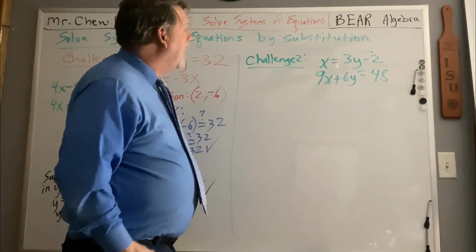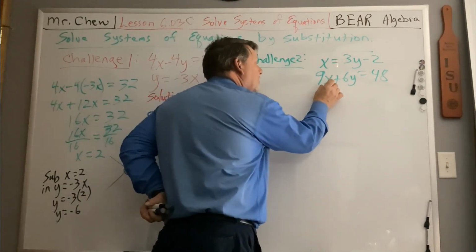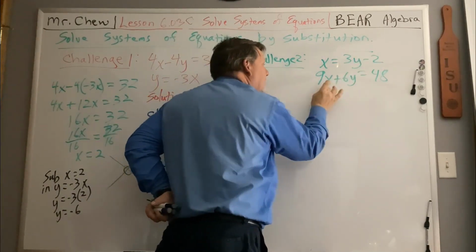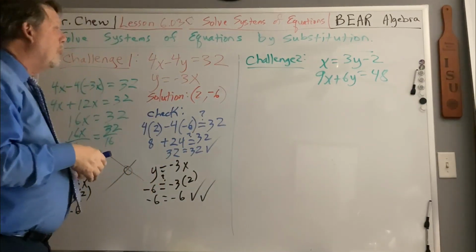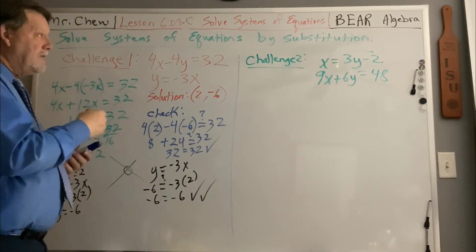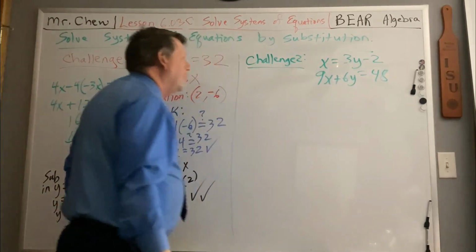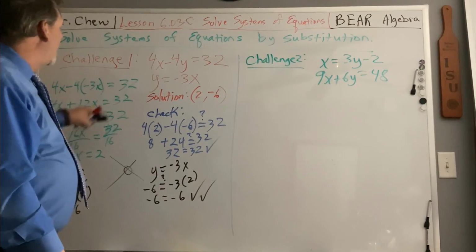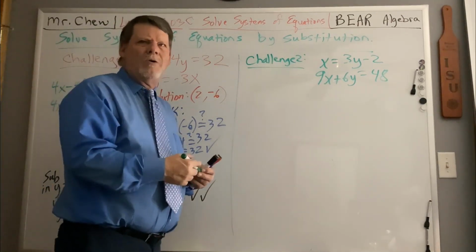So in this equation, I've got x equaling something. So in my bottom equation, I'm going to substitute 3y minus 2 in for x. And it just makes the equation a little bit harder to solve. Why does it make it harder to solve? Because this has two terms and is a binomial, where here it was just a monomial.